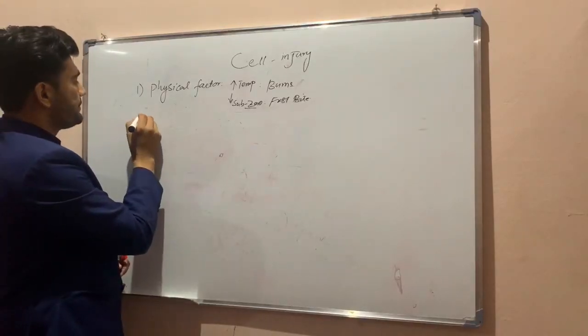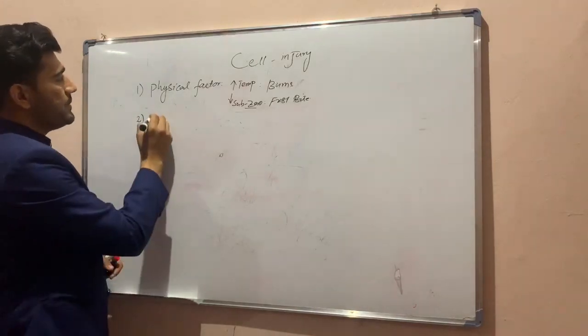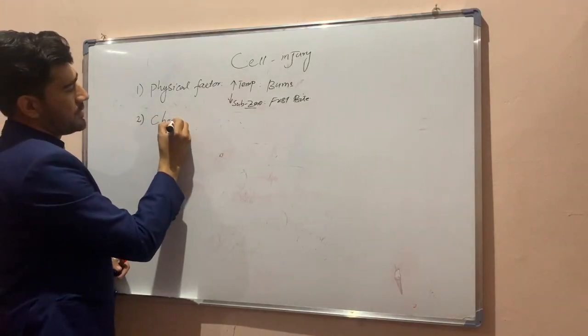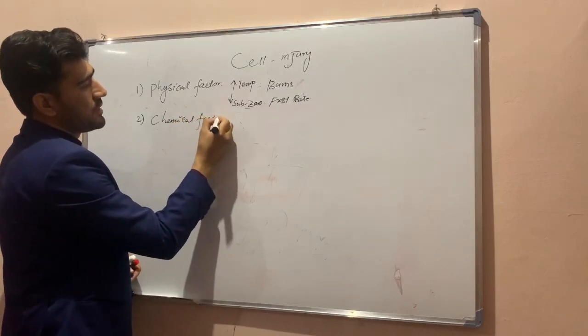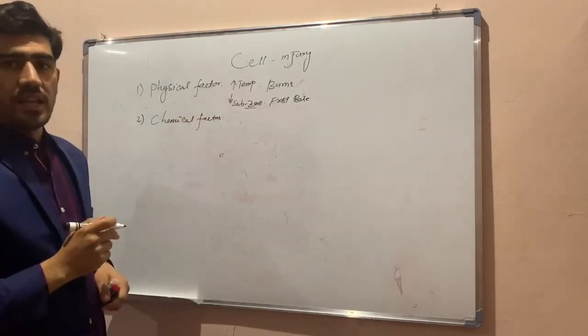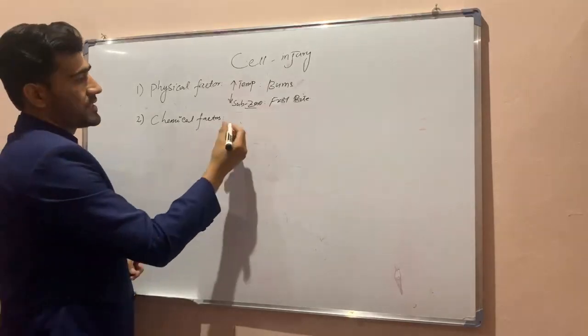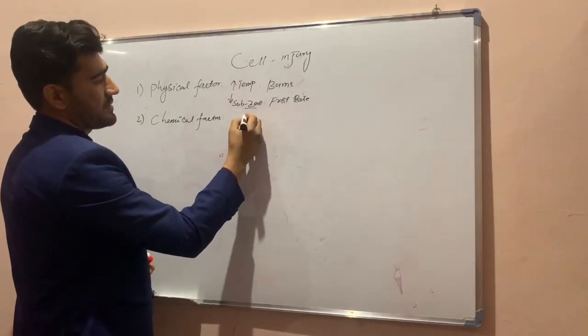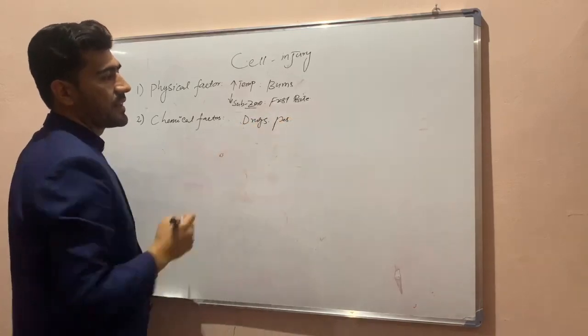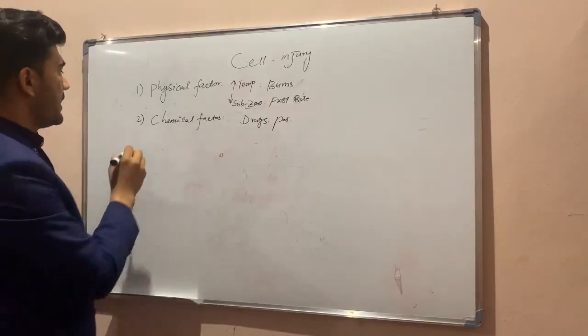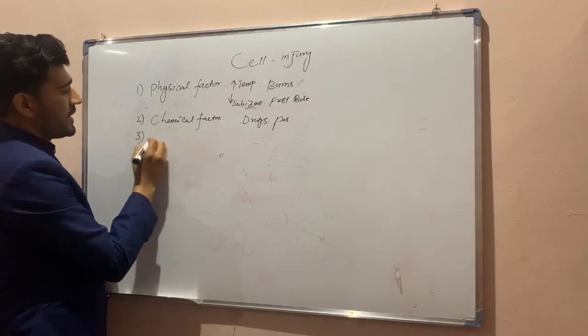Number 2, chemical factors. The chemical factors are also causing cell injury. For example, some drugs and some poisons cause cell injury. Number 3 is the infections.